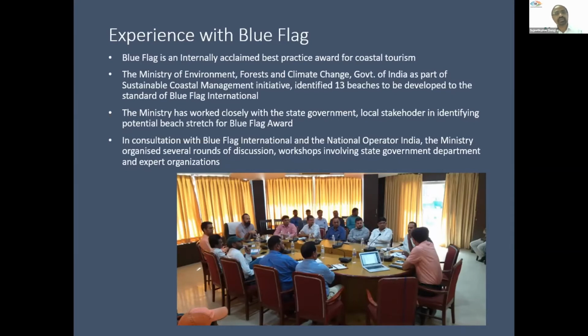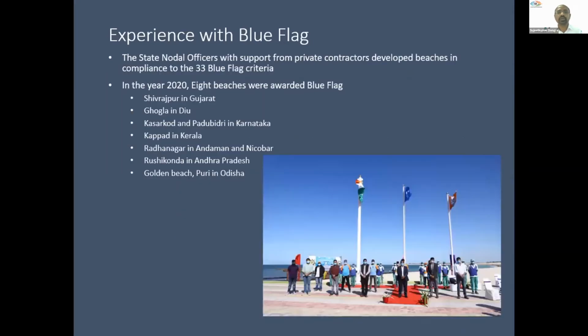the Blue Flag International, as well as the national operator here in India, Center for Environment Education, myself and Sanskriti, helped the ministry in organizing such kind of training, such kind of discussion, so that everyone understands the very essence and also the objective with which the Blue Flag is being implemented across the globe.